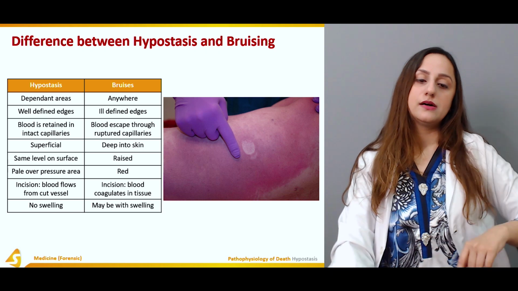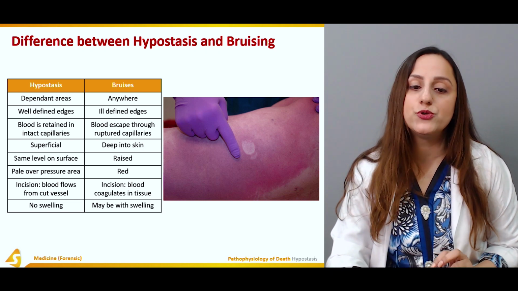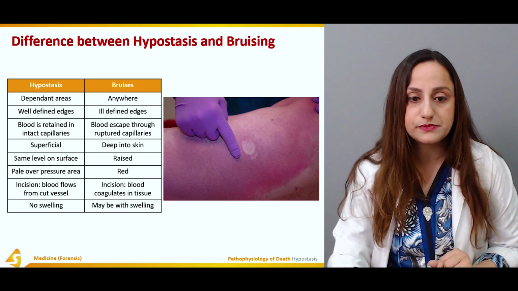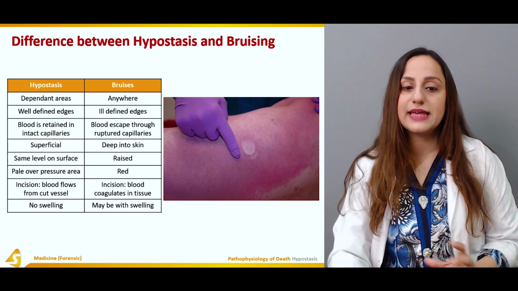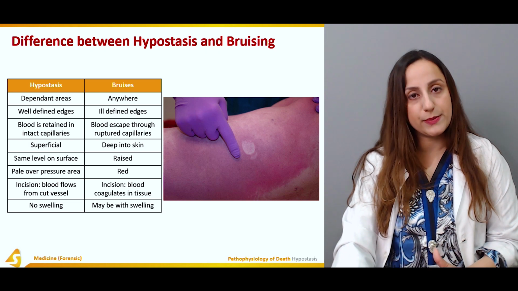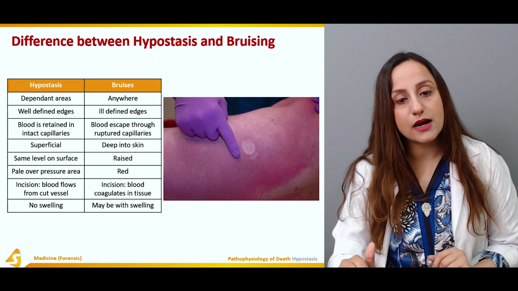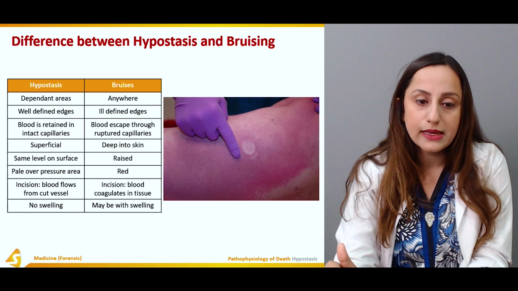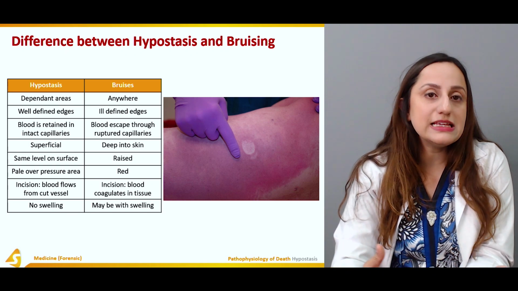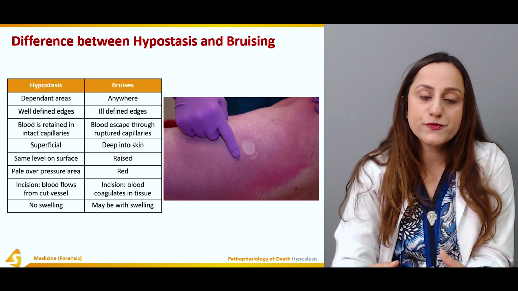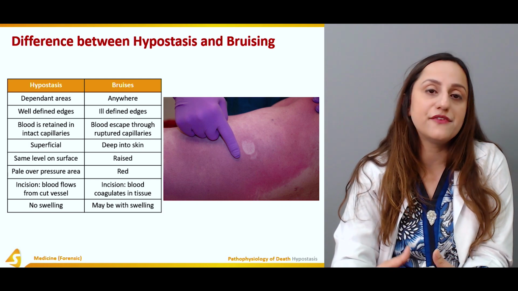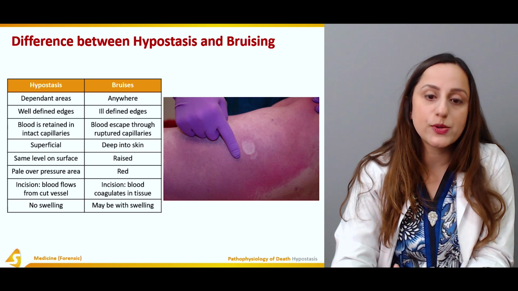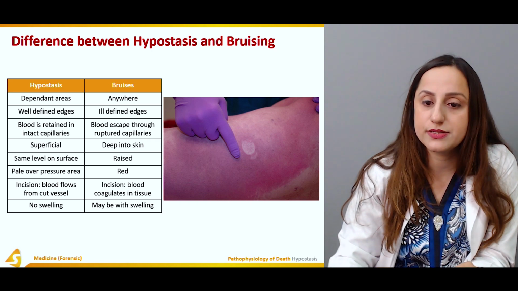In hypostasis, we have a superficial discoloration, and in bruises, we have discolorations which are deep into the skin, and that is basically the cellular reaction that is occurring. Hypostasis occurs at the same level on the surface, and bruises are slightly raised due to the inflammatory reactions. Now, the hypostasis is pale over the pressure areas, and bruises are reddish in color due to the inflammatory reactions again. Now, if we incise the hypostasis area, the blood flows from the cut vessels, and in bruises, if we give an incision, the blood coagulates in the tissues. There is no swelling in the hypostasis, whereas in the bruises, we can find swellings in those areas.